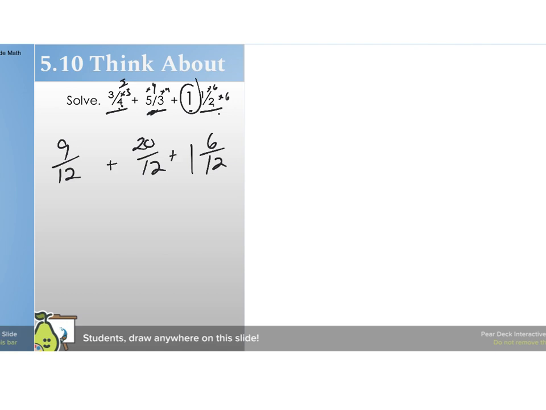If we add all of these up, I'm going to leave the 1 separate for now. 9 plus 20 is 29, plus 6 is 35 12ths. Now we need to change this, instead of leaving it as a mixed and improper fraction. For each 12 that we can pull out, that's another 1. So subtract 12 would be 23, and that makes a total of, then subtract 12 makes 11. So we've got 3 11/12ths.